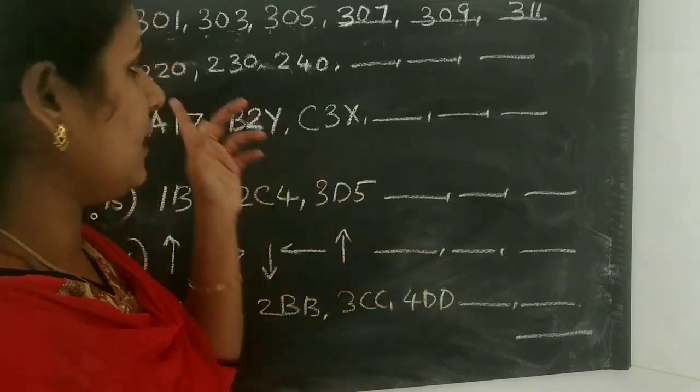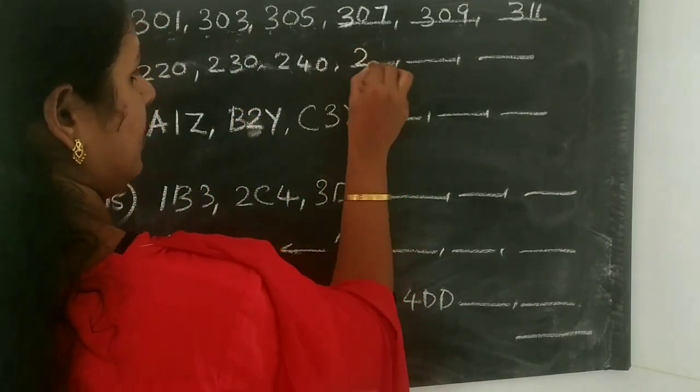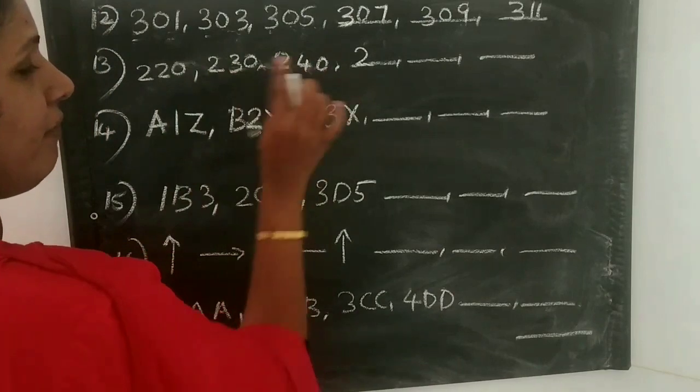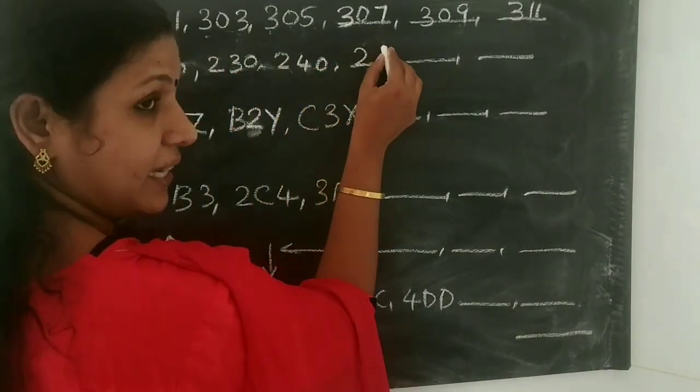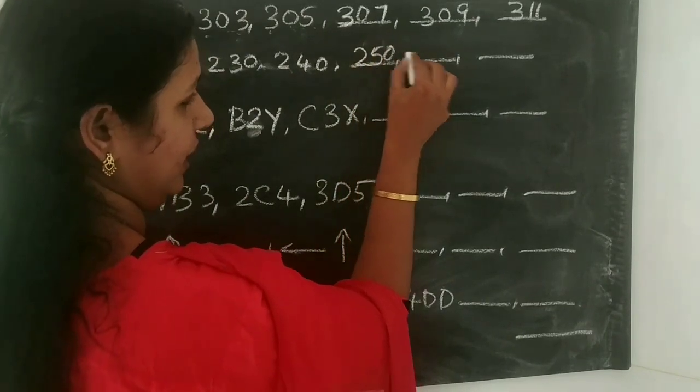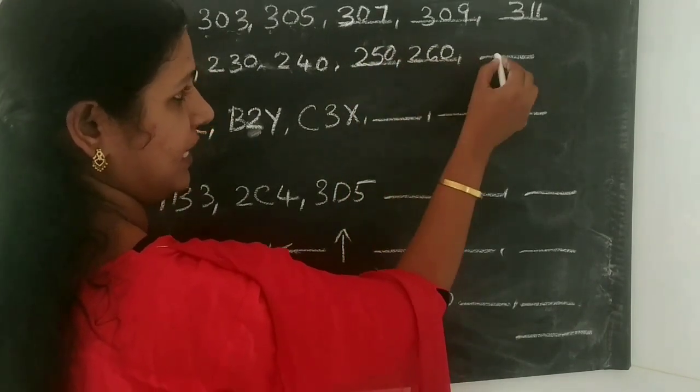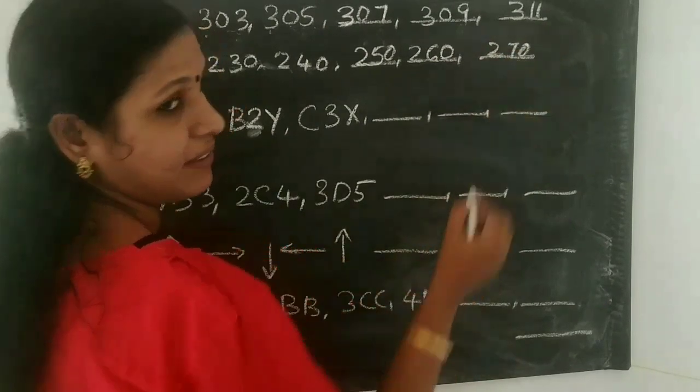Okay. Now here, the next question, 220, 230, 240. And next is what? 2 has no change. Everywhere it is 2. And 20, 30, 40, then next is 50, the next is 60, the next is 70. Okay.